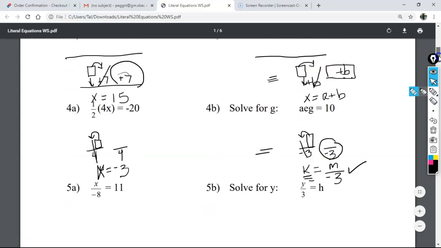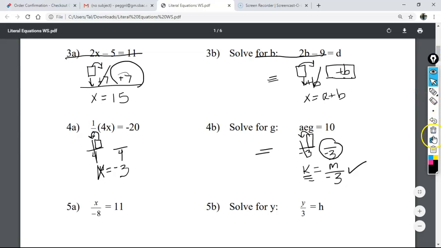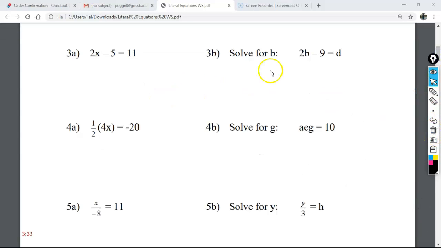All right, on to number 3. So we have a few more steps in this one. They're getting a little bit more, I don't want to say complicated, because they're not complicated. We're using the same process over and over again, just a few extra steps.